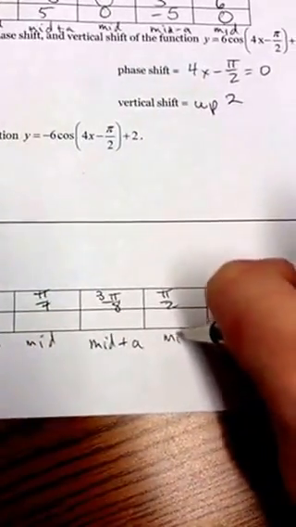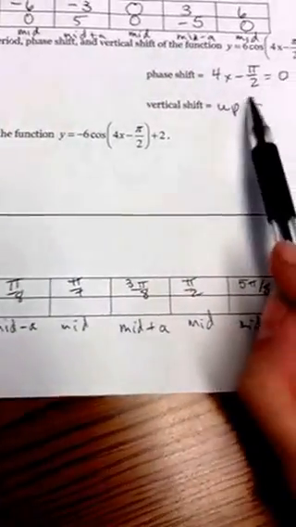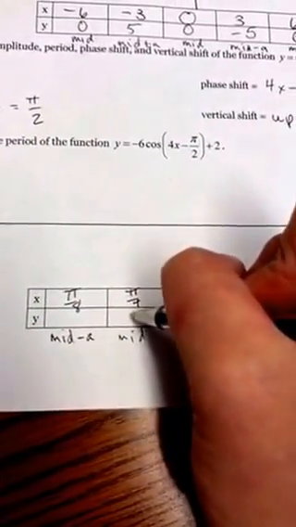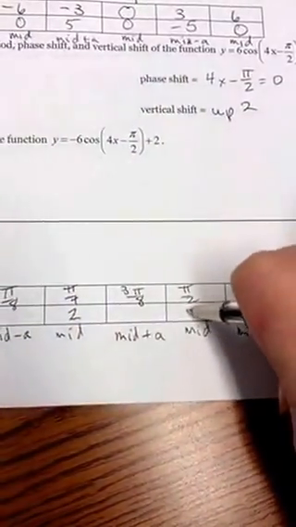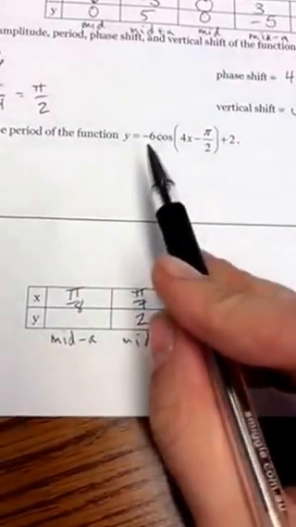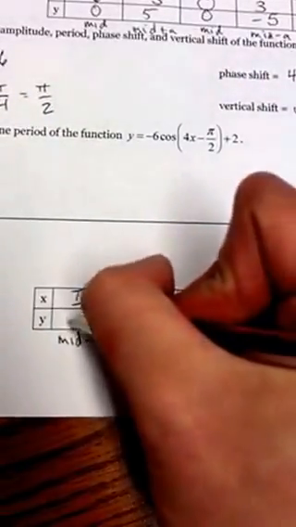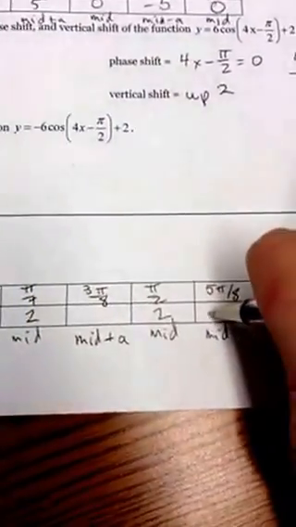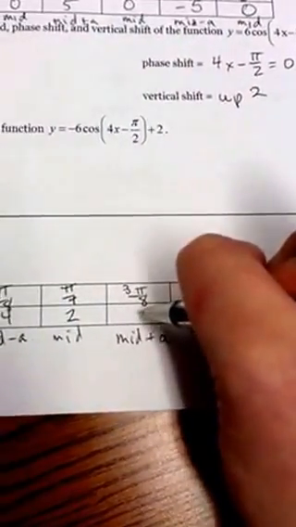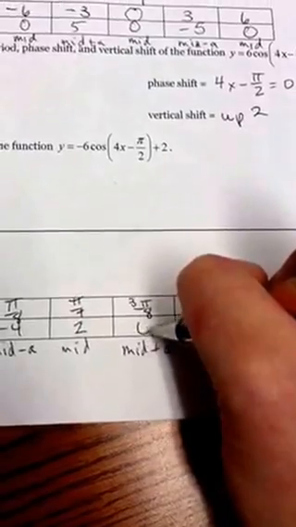Midline, midline. So our midline went up 2. So our midline's at 2. And our a value is 6. So midline minus a, this will be a negative 4. This will be a negative 4, and this will be a positive 6.